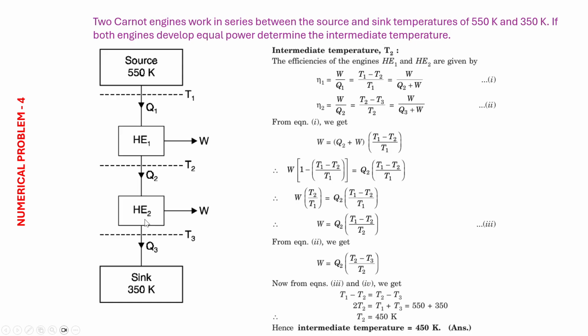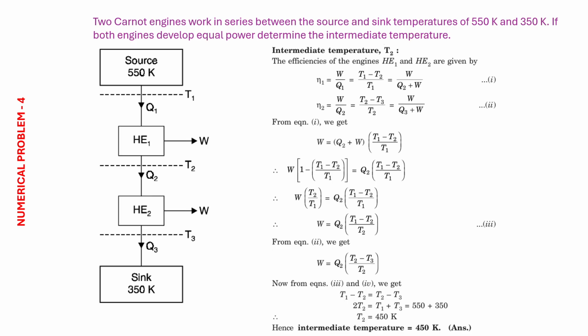Once again, HE2 will also discharge some heat towards the sink, right? So this is the state where we are provided with the value of T1 and T3. We are in a situation to calculate the intermediate temperature denoted by the symbol T2, right? For this, as specified in the previous case, there are two types of efficiency formula. One is efficiency max and another one is the general efficiency.